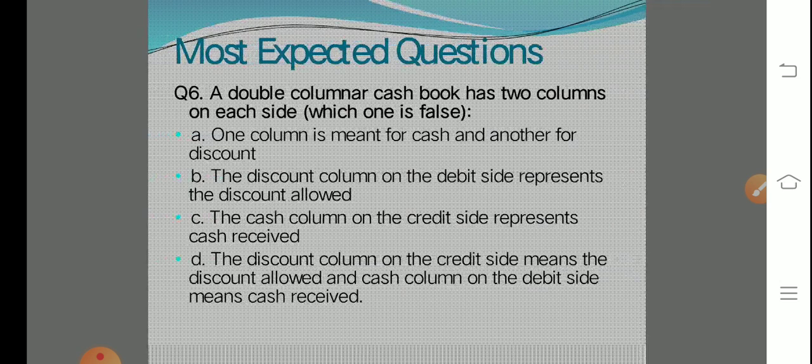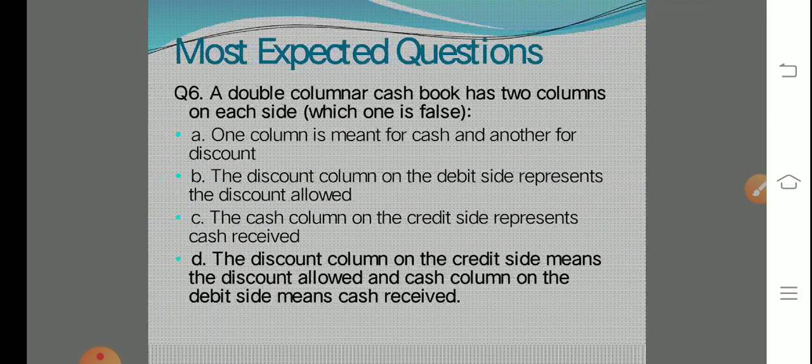Our options are A. One column is meant for cash and another for discount. B. The discount column on the debit side represents the discount allowed. C. The cash column on the credit side represents cash received. D. The discount column on the credit side means the discount allowed and cash column on the debit side means cash received. So let's see what is the correct answer.